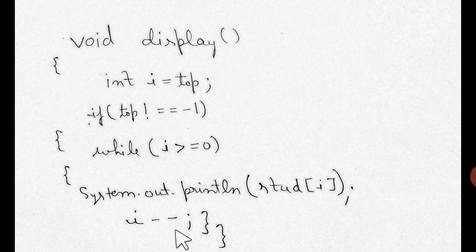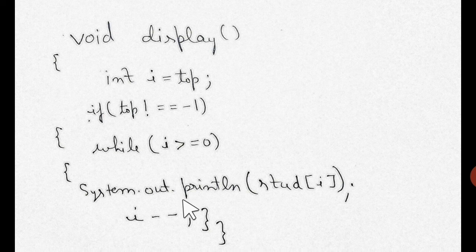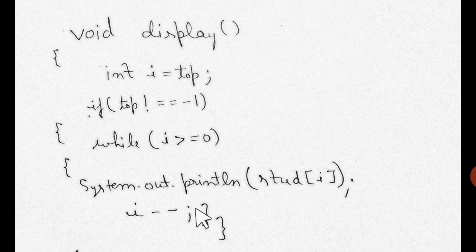So if a total of 5 elements are there, top will have the value 4. First it will display the value available at index 4, then stud3, then stud2, stud1, and then stud0, and after that it will be over. Right, students? So this was the display statement, and after that we'll close all the functions and your program is over.